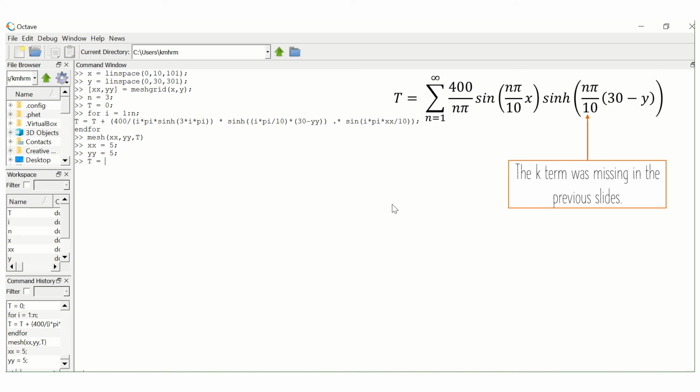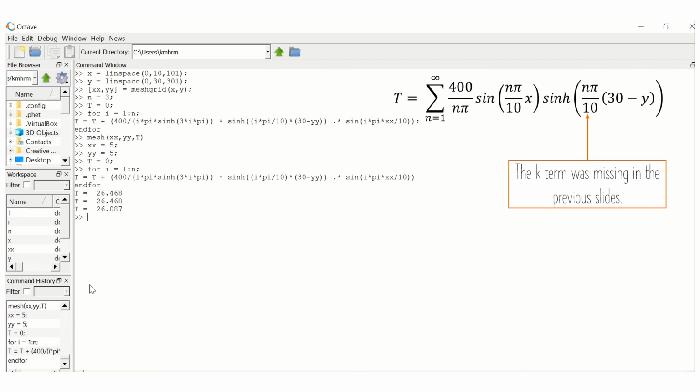So again, we set t equals 0, and now we use the same loop. And then we see this is the result. So the result is exactly the same. You have 26.468 for n equals 1, for n equals 2 there is no change because my coefficient is equal to 0, and for n equals 3, I have 26.087. So this is in fact the same value that you get when we do the calculation with the semi-infinite approximation.